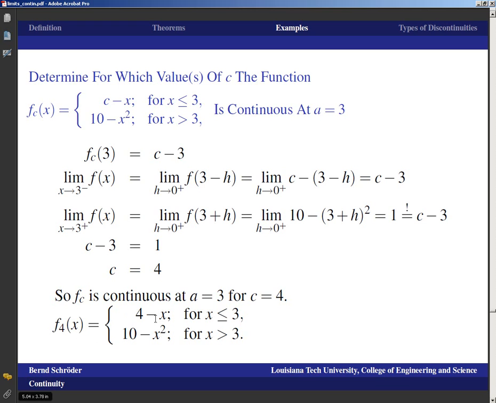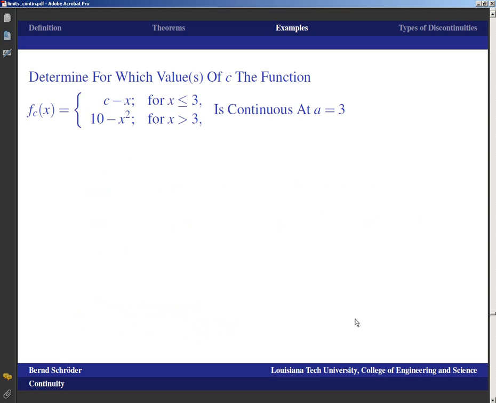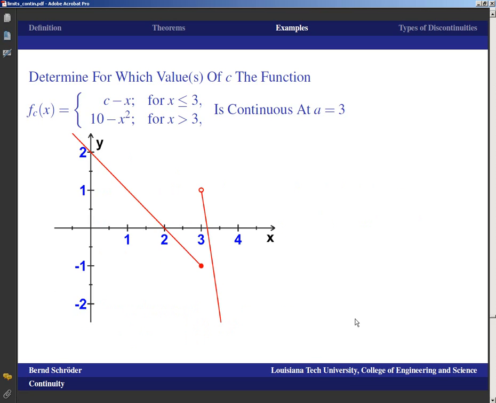And f_4 of x is 4 minus x for x smaller or equal than 3, and 10 minus x squared for x greater than 3. And, well, what does it look like? Basically what we've done is we've taken the function that we had before, and we've adjusted the value of c in such a way that now things actually link up, and for c equals 4, that actually does happen. And so now here for c equals 4, we have the right thing. But basically what we've done is we've just adjusted the parameters so that things do work out.